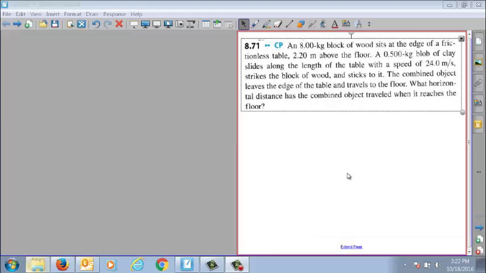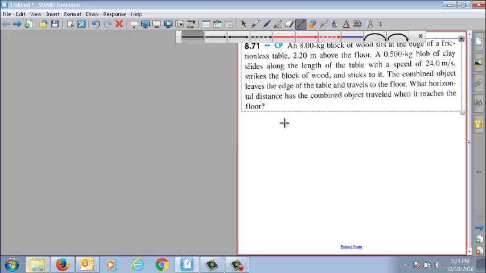Okay, this is problem 871 in the calculus-based physics book. This is a conservation of momentum problem. So what we have is an 8-kilogram block of wood sitting on the edge of a frictionless table.